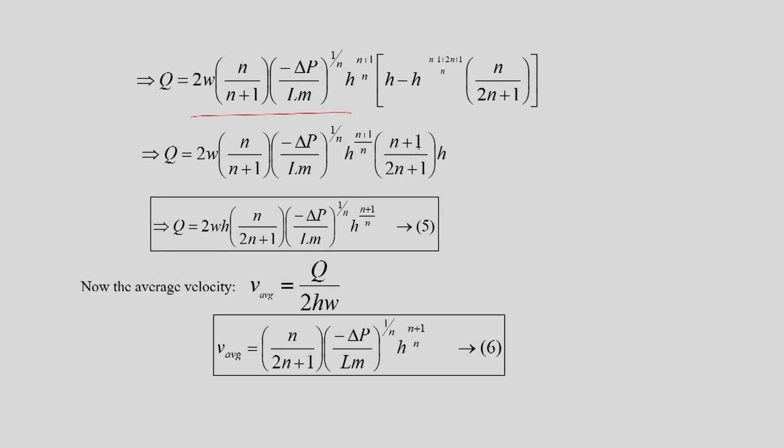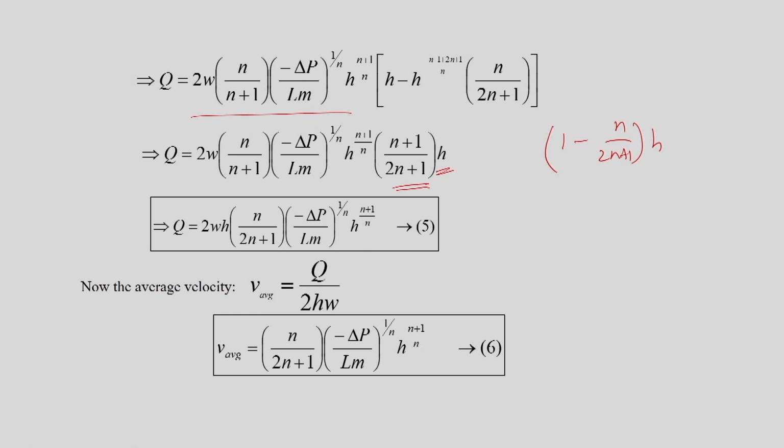If you take h common, then 1 minus n by 2n plus 1 into h. This is nothing but, when you take the LCM, n plus 1 by 2n plus 1, and h as it is. So, the volumetric flow rate of the power law fluid flowing between two infinite parallel plates is 2wh multiplied by n by 2n plus 1, multiplied by minus delta p by Lm, whole power 1 by n, h power n plus 1 by n, right.